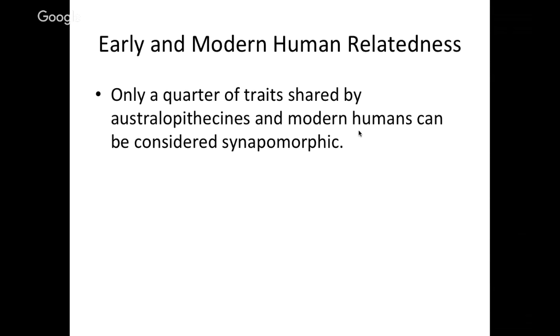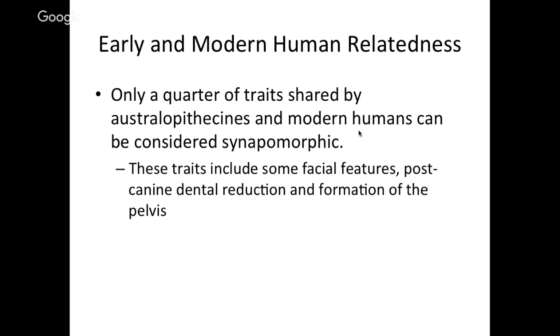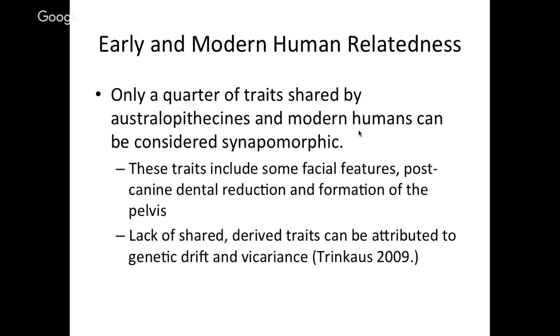Now I want to take a look at early and modern human relatedness. Only a quarter of traits shared by Australopithecines and modern humans can be considered synapomorphic. Some of these traits include some facial features, post-canine dental reduction, and formation of the pelvis. And a lack of shared derived traits, because this number is so low, can be attributed to genetic drift and vicariance.